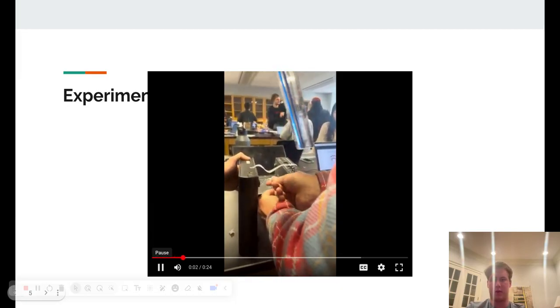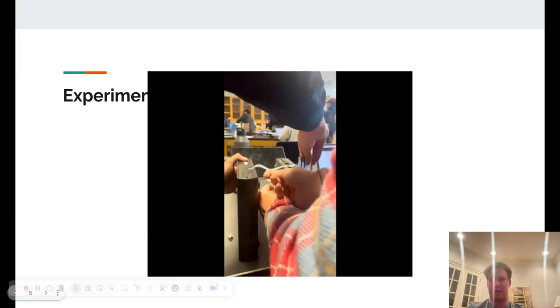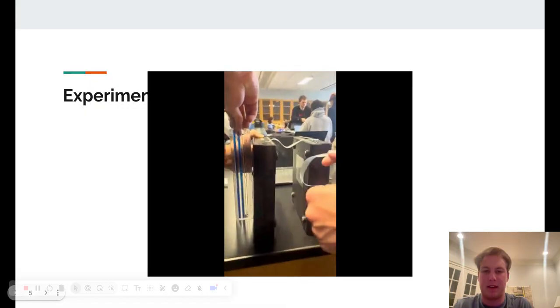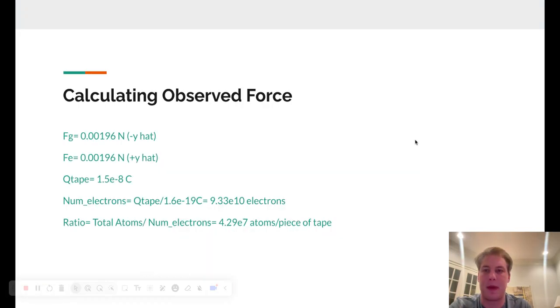As you can see, very cool. We get the tape to float up in the air before eventually I've pretty much discharged all the charge off my piece of tape onto my hands. But we did get it to float, and so we know that we had enough charge on that to make it float, where the electrostatic force was equal to the gravitational force.